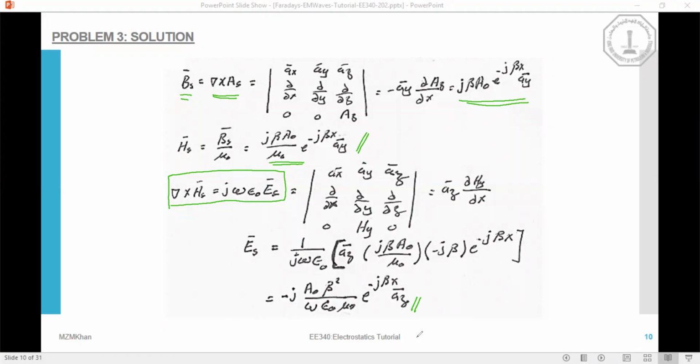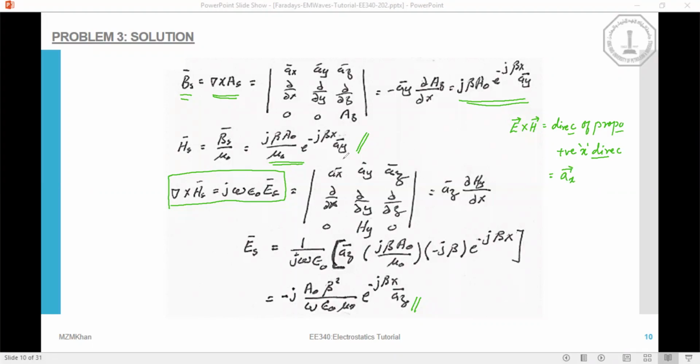Is it correct? You can check because we know that E cross H should be the direction of propagation, right? What is the direction of propagation? It is e to the power minus j beta x, so it is in the positive X direction. This is the direction of propagation. So therefore, this is AX.